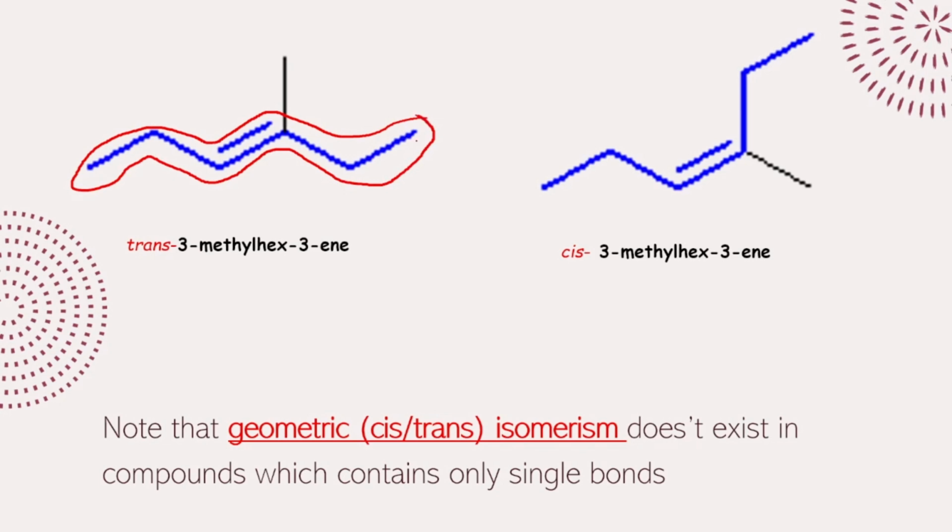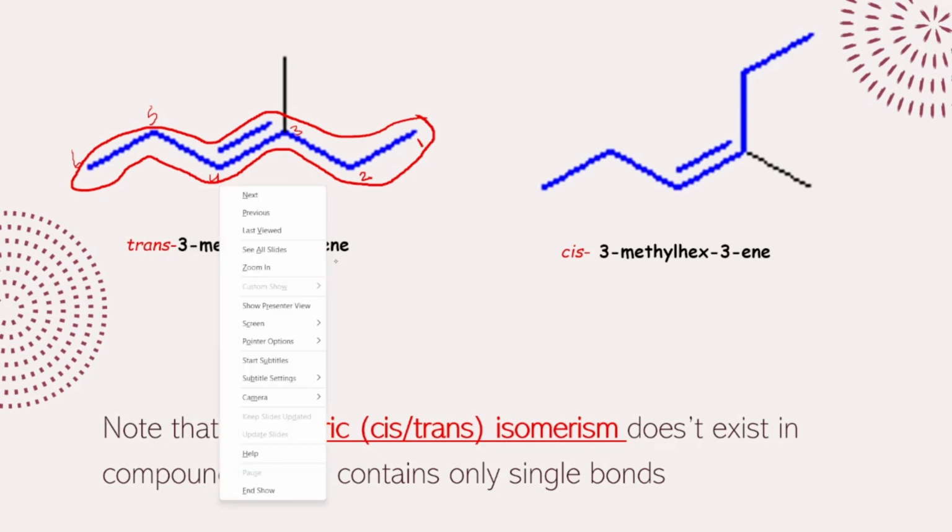Then I'm going to count how many carbons I have: 1, 2, 3, 4, 5, and 6. So I have 6 carbons, so basically I have hex. Now I'm going to look at which carbon the double bond is located. Here the double bond is at carbon number 3, so I'm going to write 3. At carbon number 3 I have ene, meaning I have a double bond.